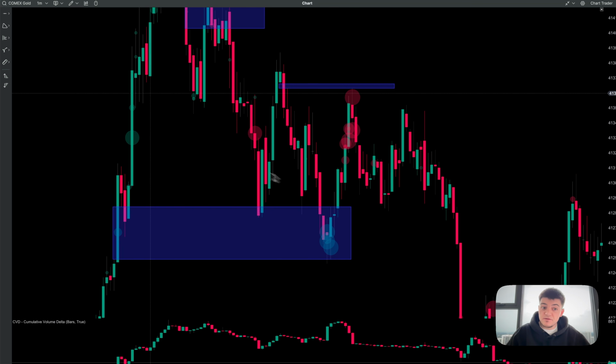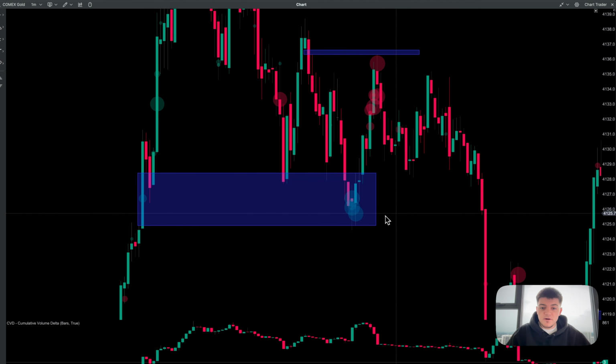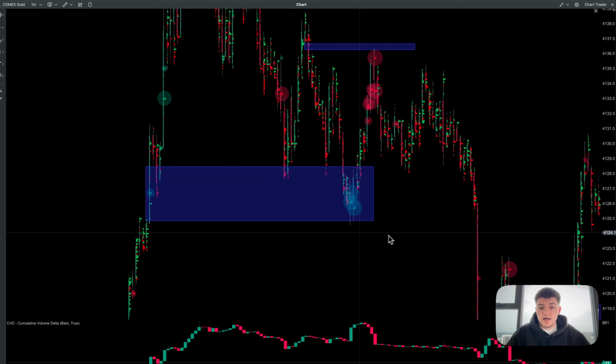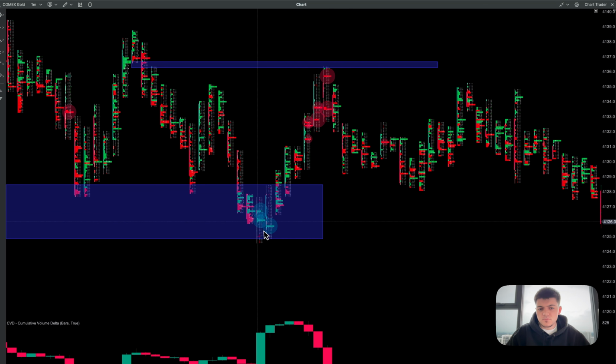And then, okay, so that was a pretty nice example, to be honest. I didn't even include that. But then you can see over here that we had a bunch of buyers stepping in, right? And if I just zoom in here really quick, you can see a bunch of buyers stepping in, bringing price up to where this fair value gap is over here.